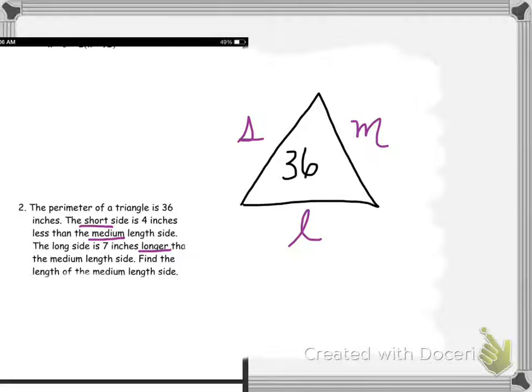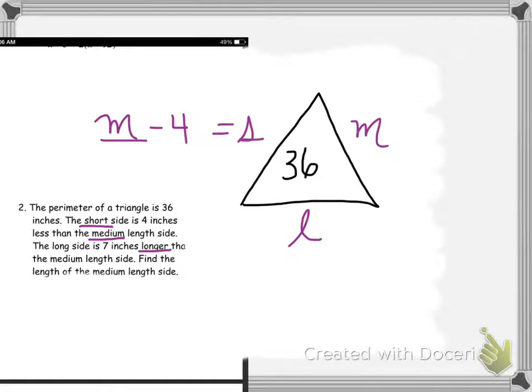So it tells me the short side is 4 inches less than the medium. Okay, so my short, I'm going to write it equals to the left because I'm out of space on the right. It says that the short side is 4 less than medium. Remember how to do it? 4 less than something. And what's it less than? It's 4 less than the medium. And that's where you do that.